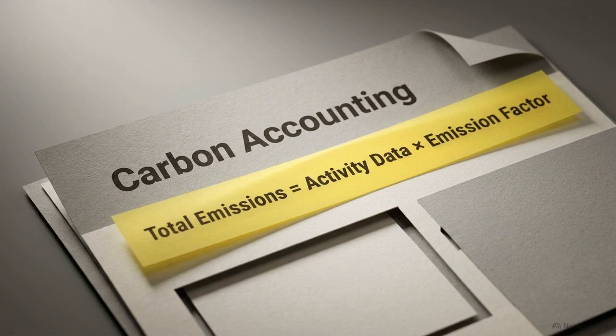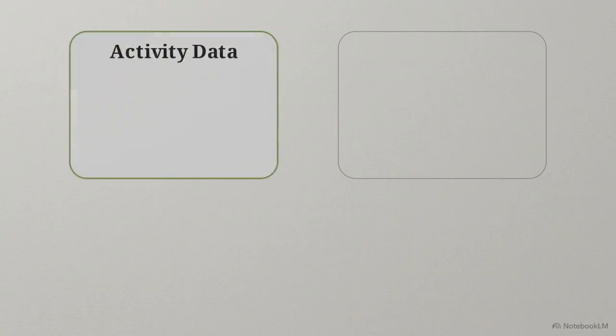To master carbon accounting, there is one equation you need to know. Total emissions equal your activity data multiplied by an emission factor. Every inventory boils down to two variables.